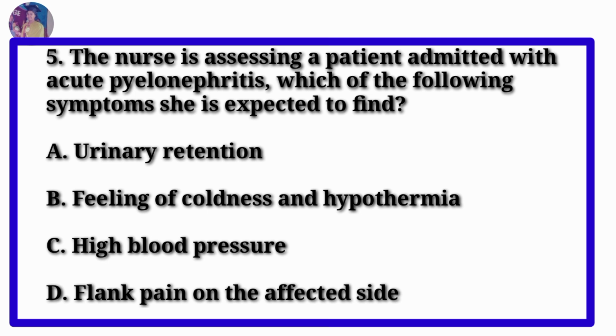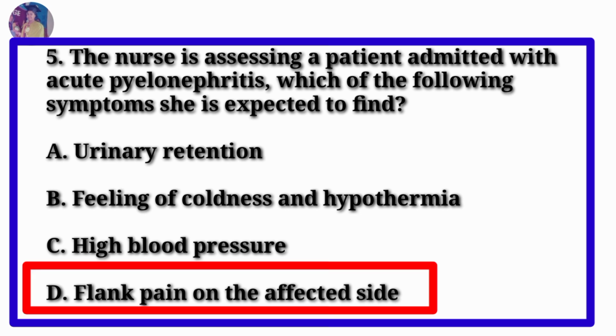Question number 5. The nurse is assessing a patient admitted with acute pyelonephritis. Which of the following symptoms is she expected to find? Option A, urinary retention. Option B, feeling of coldness and hypothermia. Option C, high blood pressure. Option D, flank pain on the affected side.